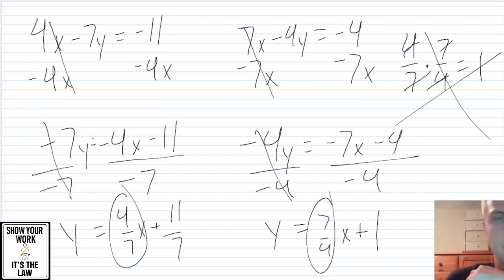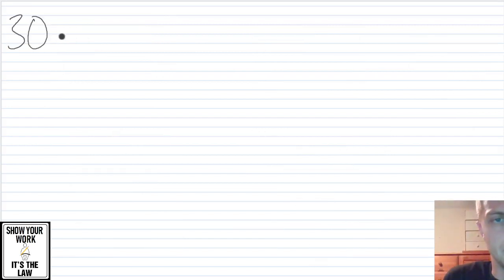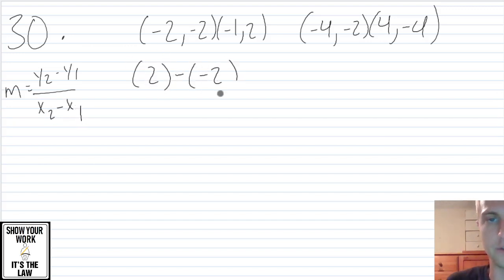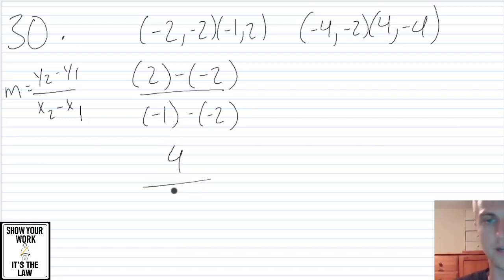Okay, I'm going to skip to 30 and 32 now. For 30, we have two sets of coordinates. How do we determine what the slopes of these lines are? We use our slope formula. Always rewrite it. Y2 is 2, y1 is negative 2, x2 is negative 1, x1 is negative 2. 2 minus negative 2 is the same as 2 plus 2, which is 4. Negative 1 minus negative 2 is the same as negative 1 plus 2, which is 1. 4 divided by 1 is 4. That's our slope of that line.